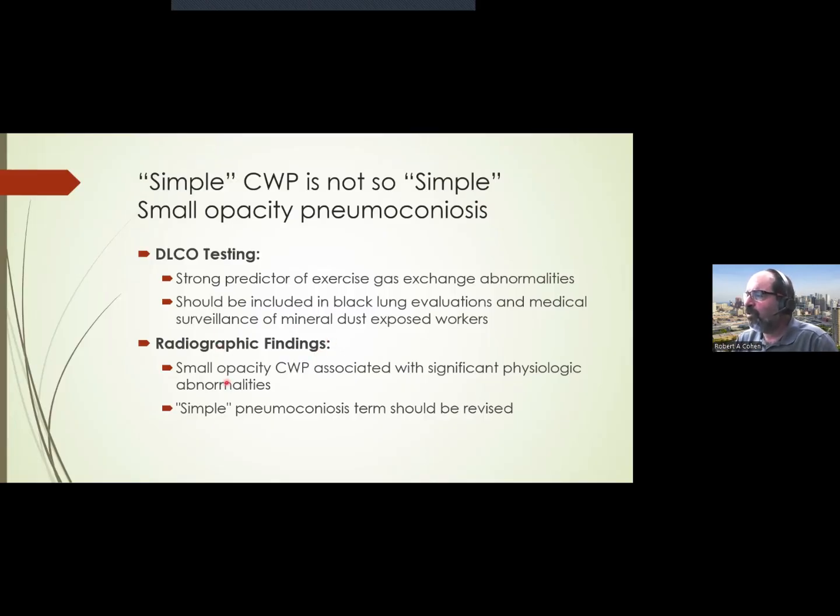And I'm sure that you're all familiar now with the artificial stone workers who have horrendous silicosis. That population, I think, would really benefit from very careful medical surveillance, including diffusion testing, and that small opacity CWP is associated with significant physiologic abnormalities, and we should revise that term or not use that term.